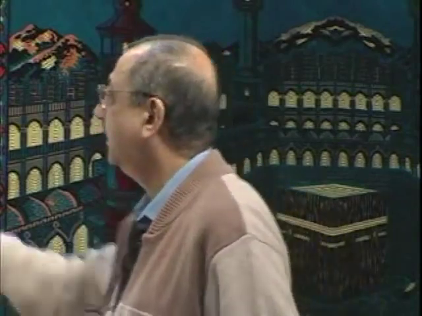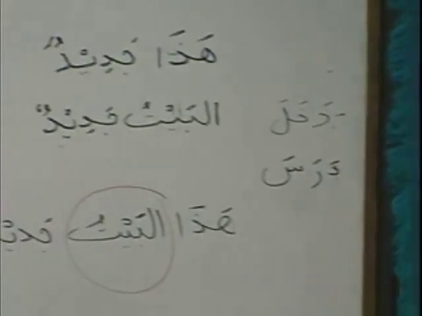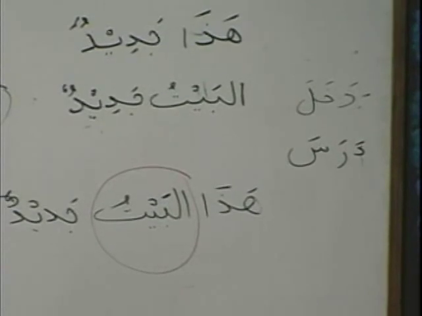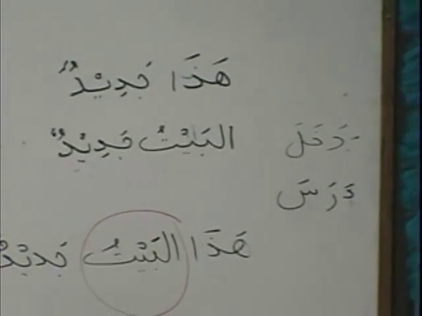I wrote down a sentence. Hada jadidun. Okay, brothers and sisters, hada jadidun. What kind of sentence is this? Jumla ismiya. Okay, what do we look for in jumla ismiya? Mubtada and khabar. Where is mubtada? Hada. Where is khabar? No, what is hada? It is a pronoun, demonstrative. Ismu ishara. In English we call it demonstrative pronoun.